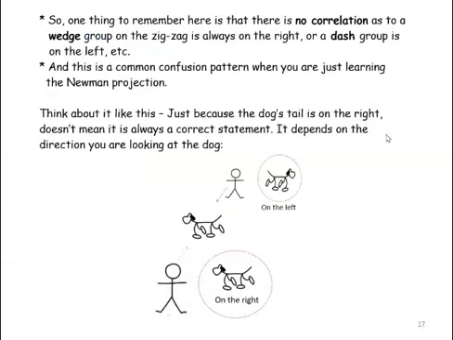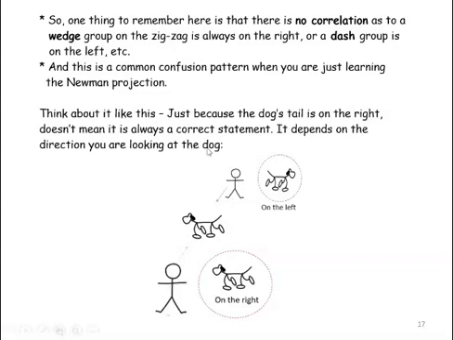Okay, so one thing here we can remember is that there is no correlation as to a wedge group on the zigzag is always on the right or a dash group is always on the top. With the earlier ways of projection, we observed that a dash bond always indicates that the group or the atom is lying away from the observer. When we used to take a solid bond, it indicated all the time that the bond is directed towards the observer, is it not?